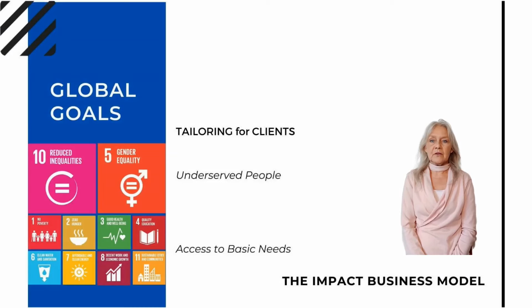Clients are preferably underserved people seeking access to basic needs. For instance, Goal 2, Zero Hunger: ensure access by all people, in particular the poor and people in vulnerable situations, including infants, to safe, nutritious and sufficient food, all year round. By Target 2.3, doubling the agricultural productivity and incomes of small-scale food producers, in particular women, indigenous peoples, family farmers, pastoralists and fishers. Or Goal 5, achieve gender equality and empower all women and girls.